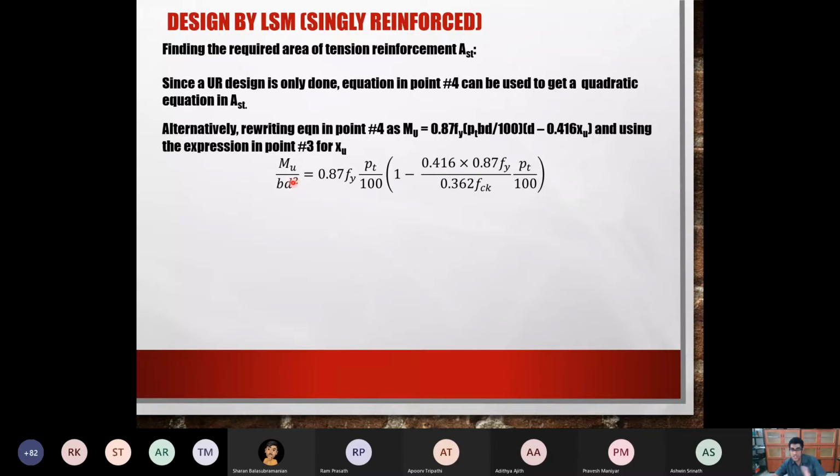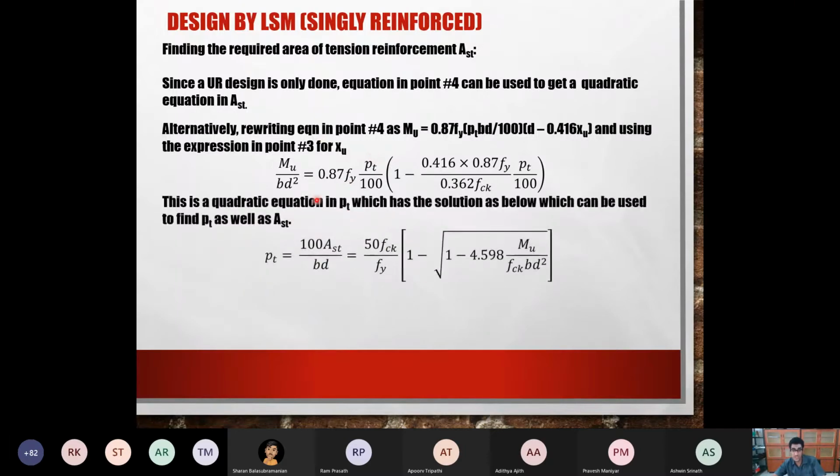If you remember, you have 2 equations. M is equal to 0.36 fck bd square into d minus 0.416 Xu. That is one equation. And then in that equation for Xu, you can make a substitution saying that Xu equals 0.36 fck b divided by 0.87 fy, which is the equation that you use for initially assuming and finding out what is the neutral axis. So these 2 equations you can just substitute and rearrange it and get an equation like this. Either you can have it like this, or if you find the root of this equation, you get this.